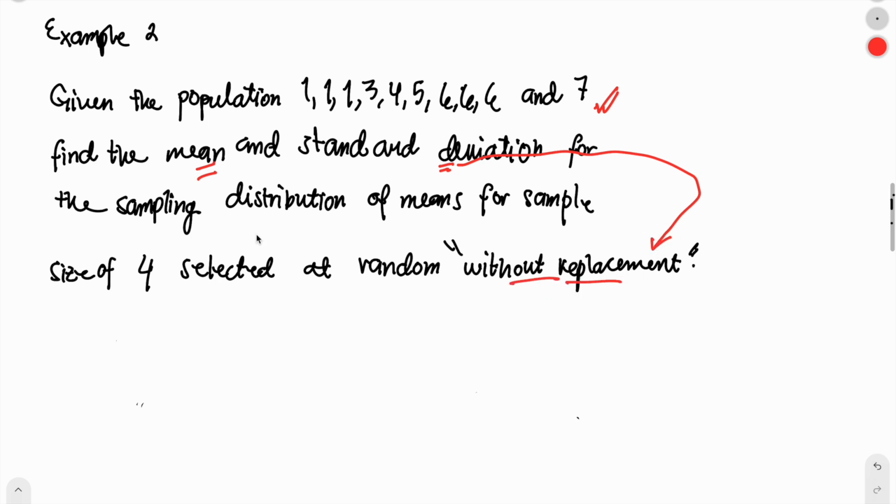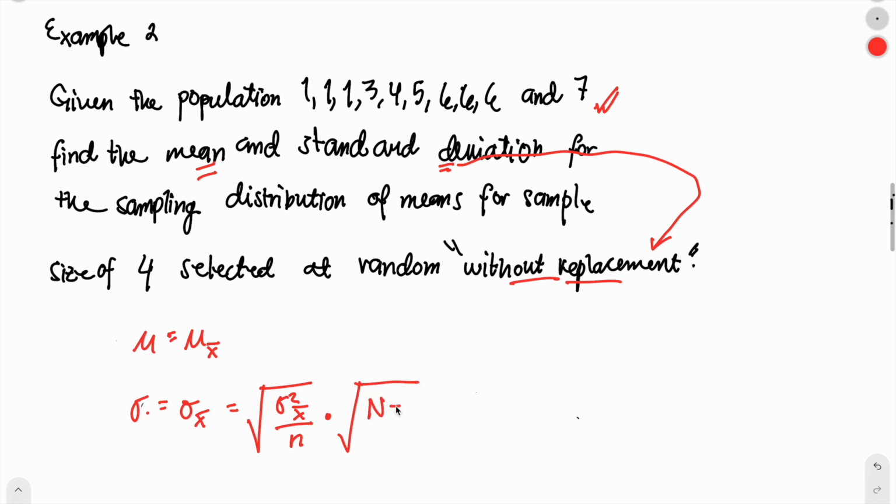So for without replacement, your mean is still mean x bar, but your standard deviation, standard deviation x bar, is now the square root of the variance of x bar divided by n, times the square root of N minus n over N minus 1.